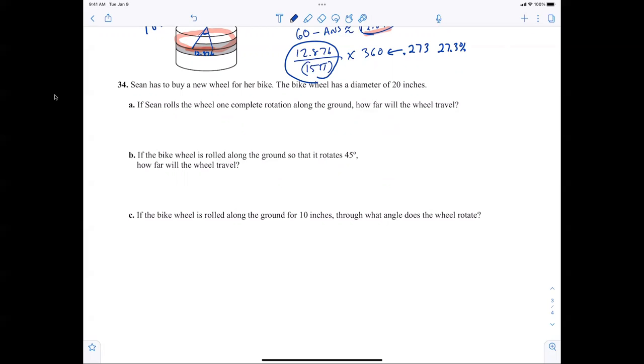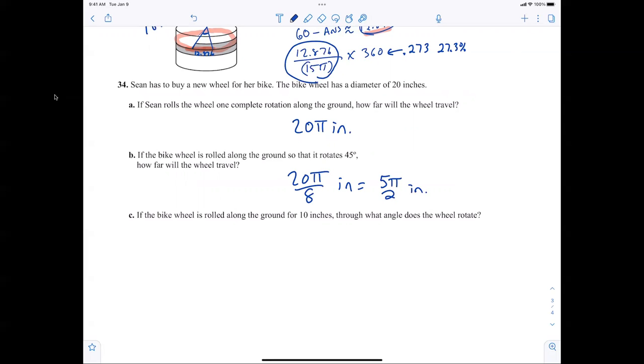I want everybody to listen to what I'm saying. One revolution is one circumference. So we would just say that that is going to be 20 pi inches. That's how far you will travel in one rotation. So if it rotates 45 degrees, 45 degrees is what part of the circle? 1/8. So it would just be 20 pi over 8 inches, which of course we would just say is what? 5 pi over 2 inches.